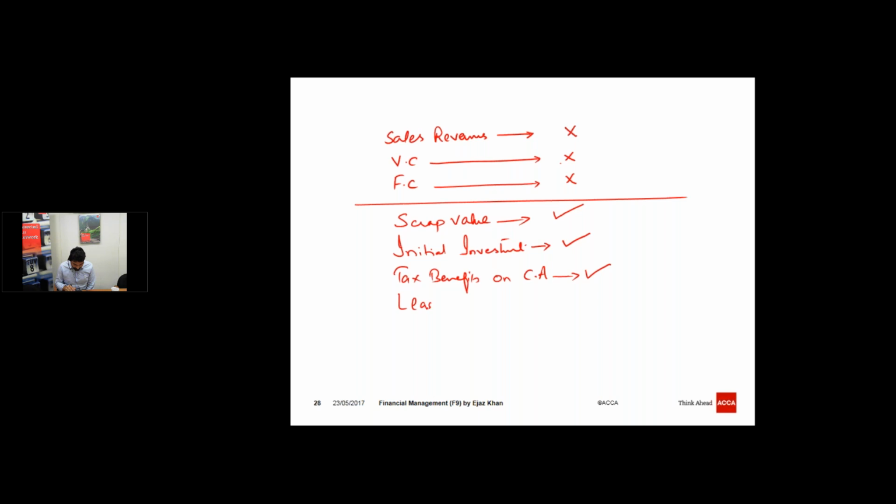Okay, lease rentals. Yes, this will also be affected, because in case of purchase, you don't need to pay any lease rentals. In case of lease, you have to pay the lease rentals, so it will also be affected. Tax benefits on lease rentals. Yes, the tax benefit on lease rentals will also be relevant, because you will only get the tax benefit on lease rentals in case of leasing and not buying.